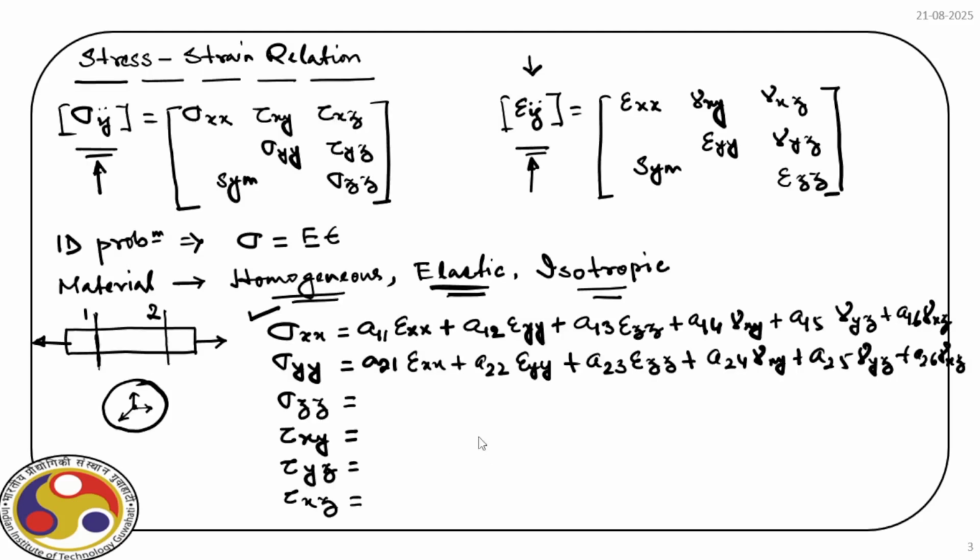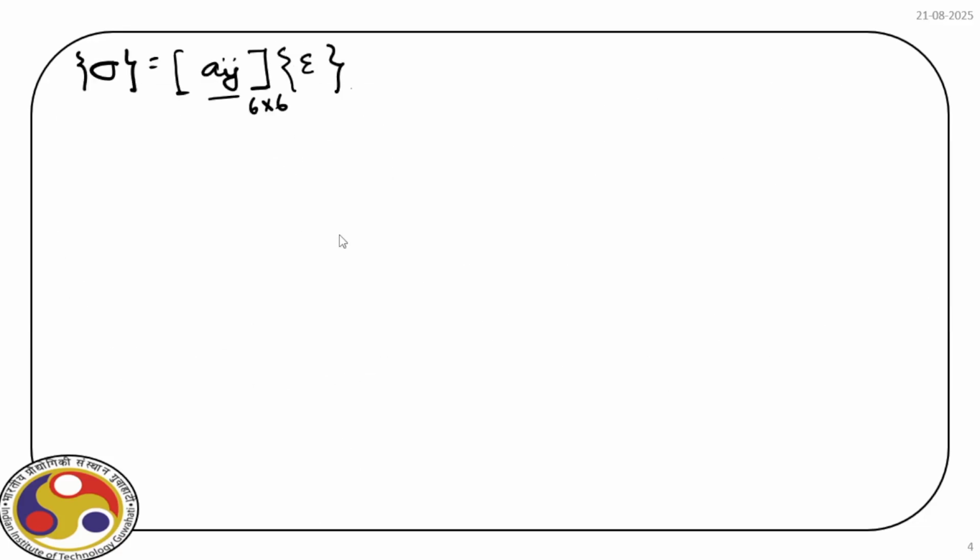Let us quickly go back. So this is the expression, and in each row on the right hand side, we have 6 constants. First row has A11, A12, A13, A14, A15, and A16. Similarly, for all other rows, we have the same number of constants. So it's a 6 cross 6 matrix. That means there are 36 constants, right?